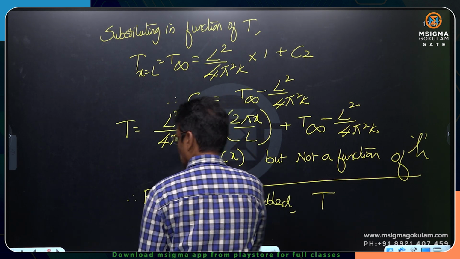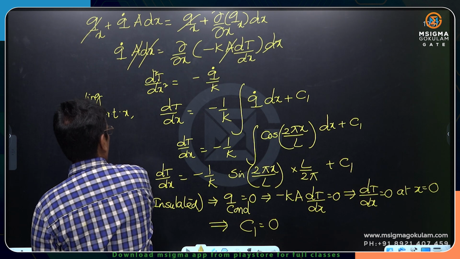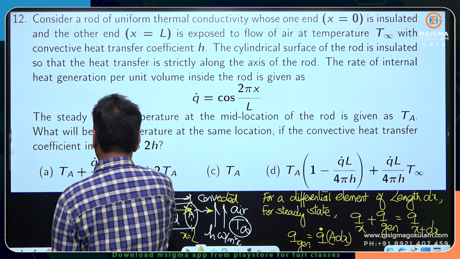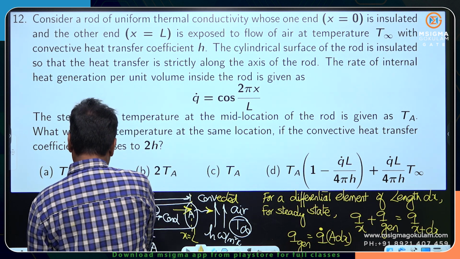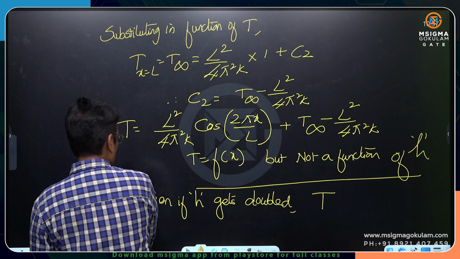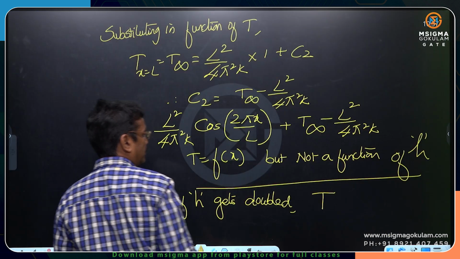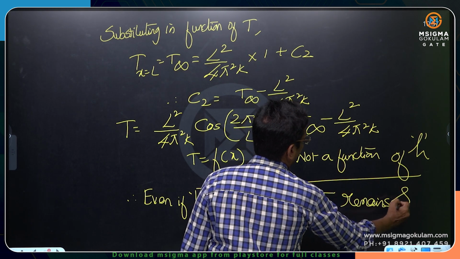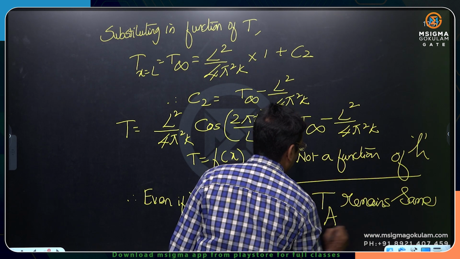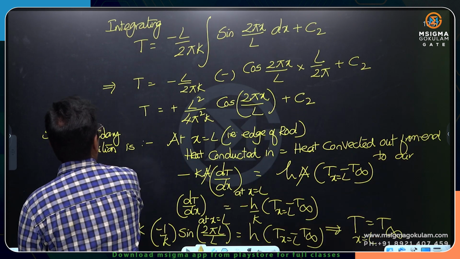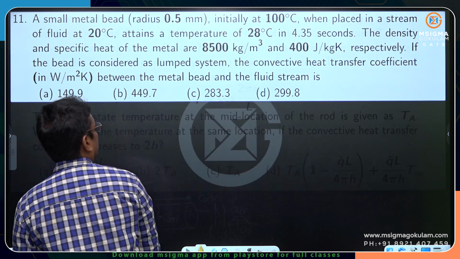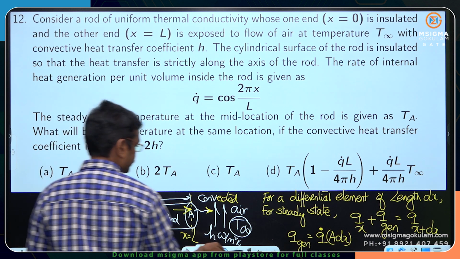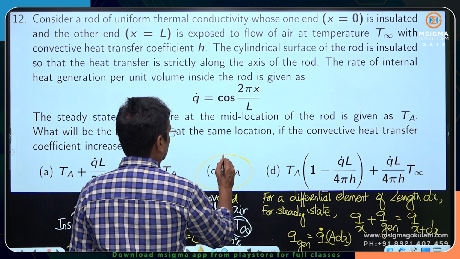what is the temperature there? We have noted it as Ta, the temperature Ta at this location, at the mid location. Ta remains the same. T is only a function of x, but not a function of h. Ta remains the same. That is the answer. Just look at the answer. What is the answer given? Ta will remain the same. Answer will be C. C is the answer.